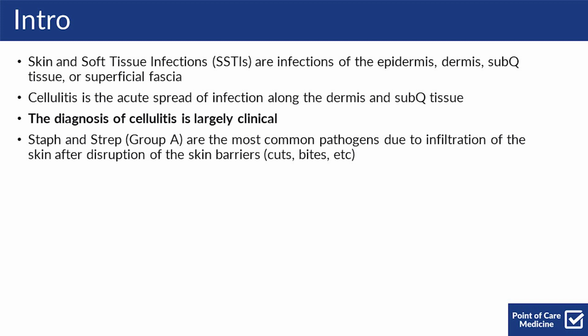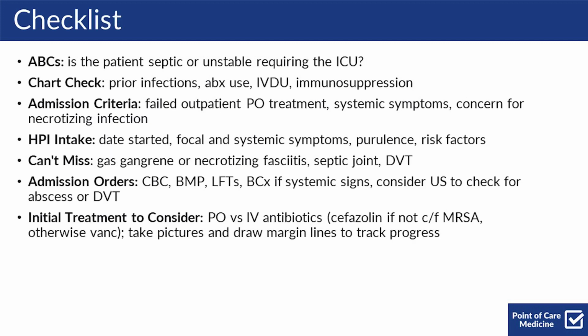Staph and strep group A are the most common pathogens due to the infiltration of the skin after disruption of the skin barriers due to a cut, bite, or something similar. As a checklist, when admitting someone with a concern for cellulitis, think about the ABCs. Is the patient septic or unstable requiring pressors or the ICU? As a chart check, look for prior infections, previous antibiotic use, IV drug use, or whether the patient is immunosuppressed.